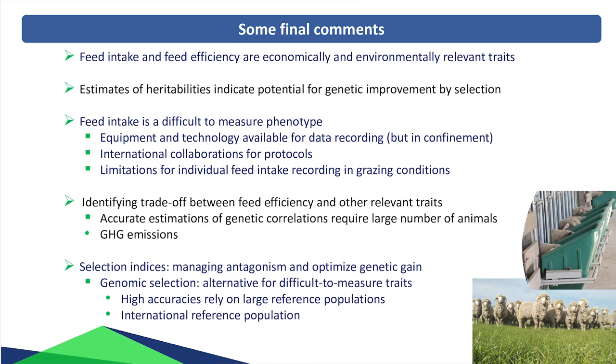In terms of animal breeding, genomic selection is an alternative for improving feed efficiency. But again, high accuracies of genomic breeding values rely on large reference populations, and again I go back to international reference populations, which require a way to get a large number of animals, and that is the way of international collaboration. It's good that ICAR is now working on developing this protocol together, putting together the information, experience and expertise of the different countries working on this, as the first steps.